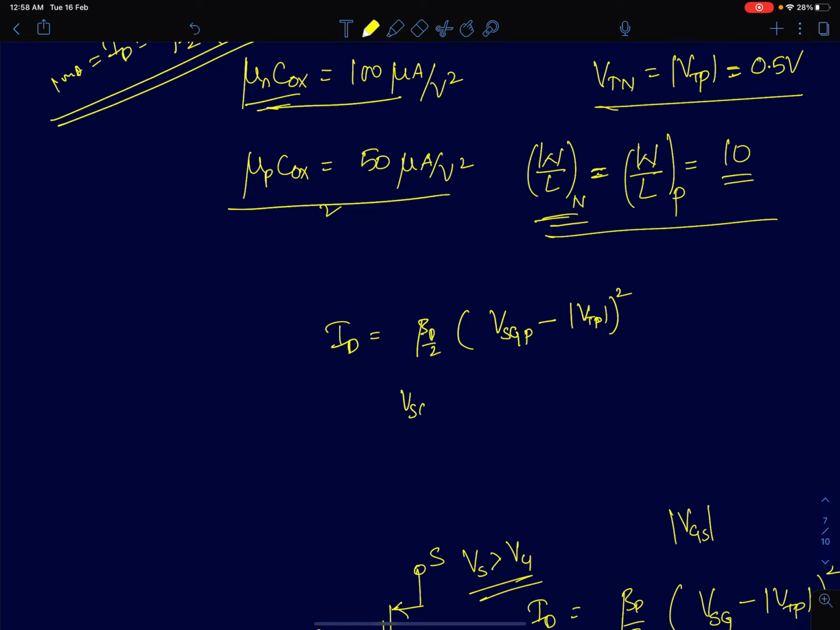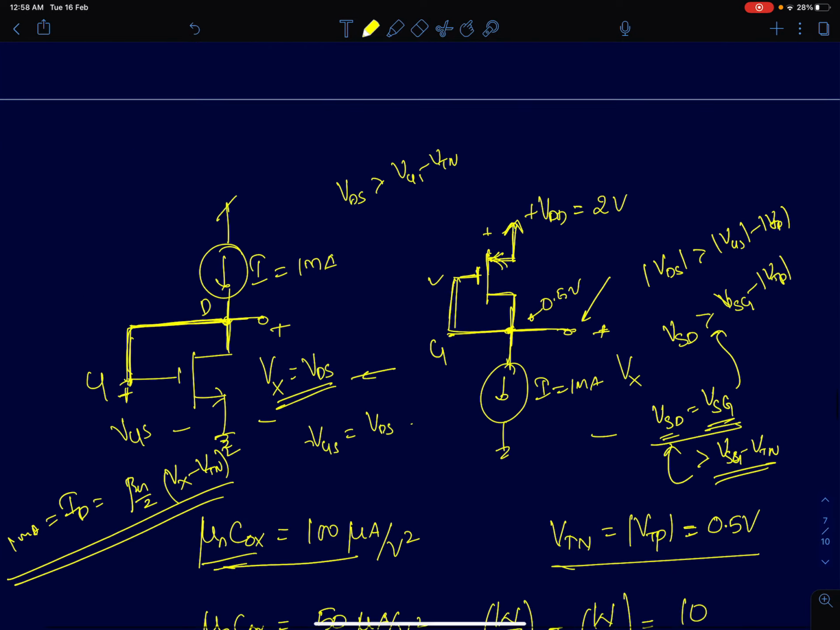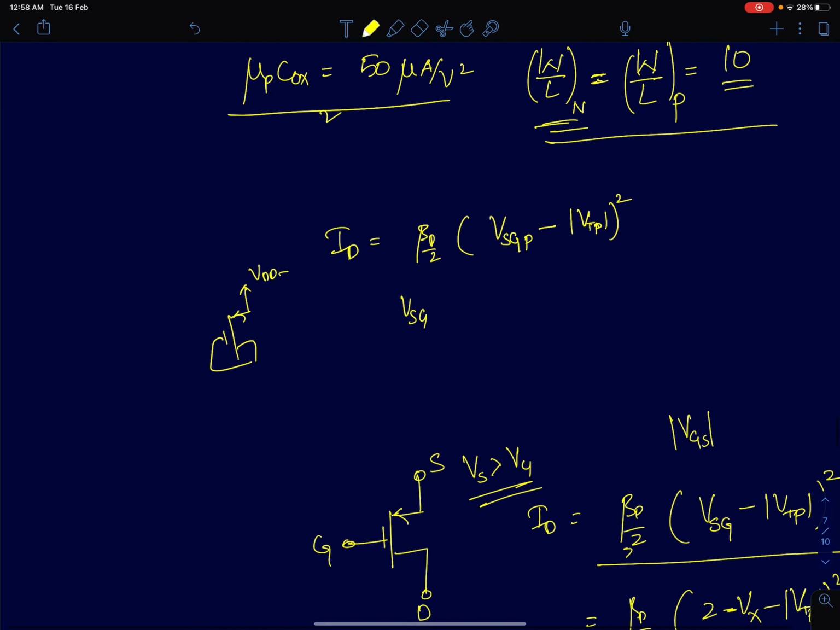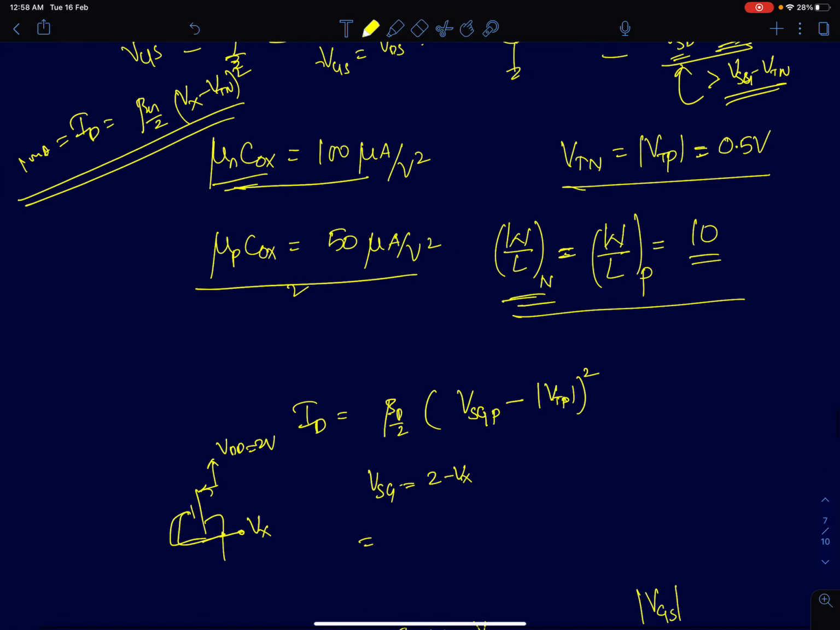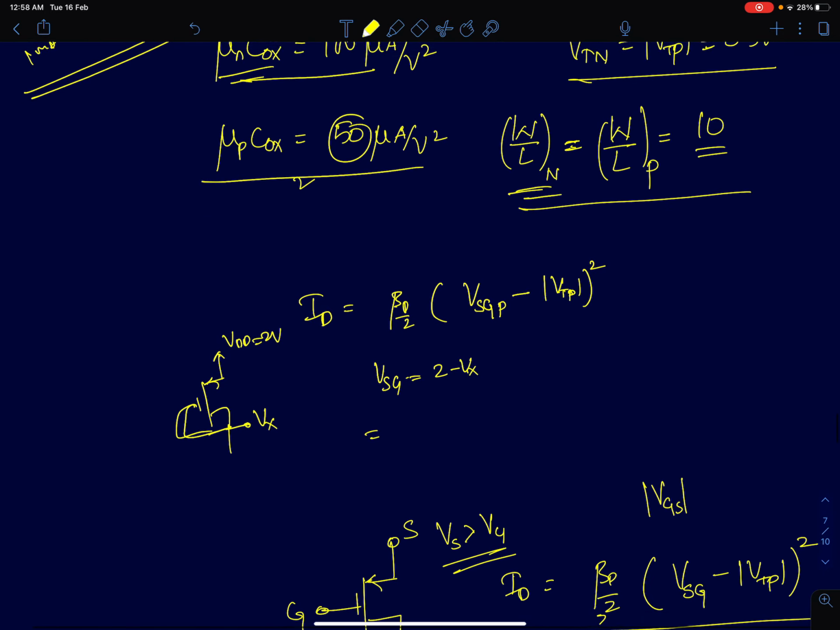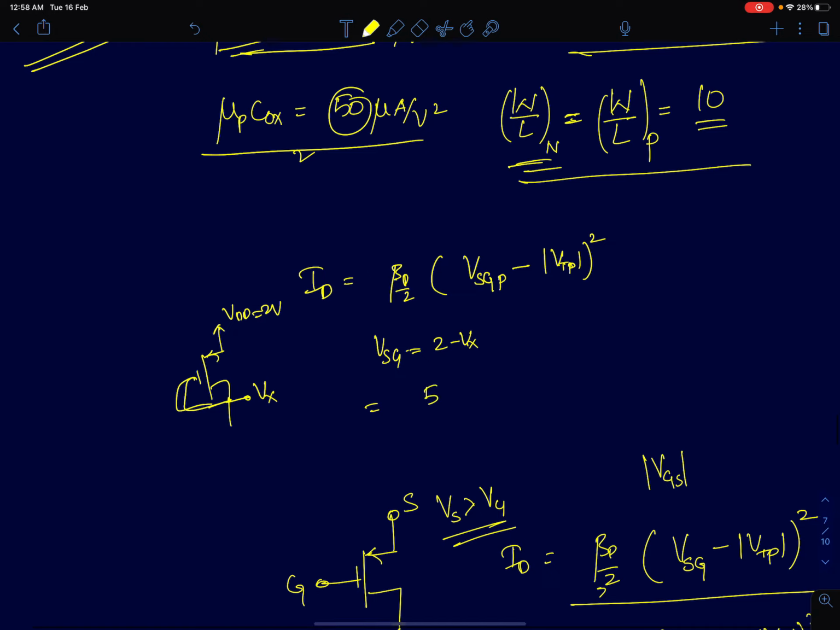And VSG, source to gate voltage, for this PMOS device: the source is at VDD, which is 3 volts. I think it's 2 volts in this question. So the source is at 2 volts, and the gate terminal we are calling Vx. So this will be 2 minus Vx. So it will be beta P here. Beta P is 50 micro into 10, so you'll have 500 microampere per volt square, or 0.5 milliampere per volt square.